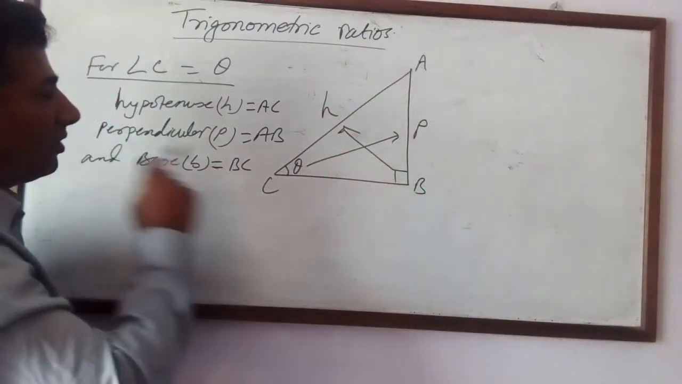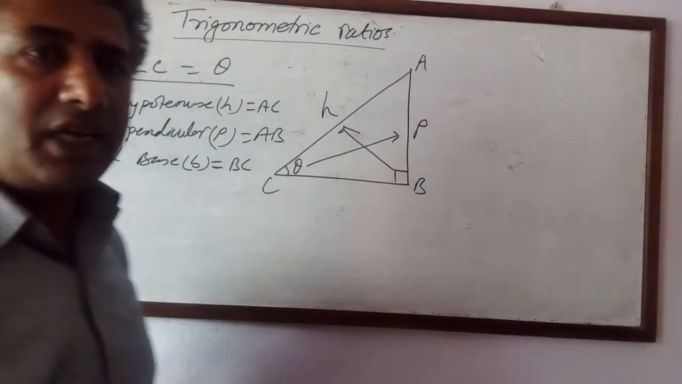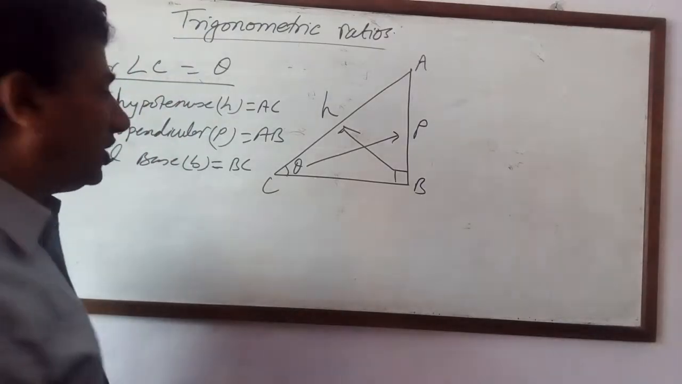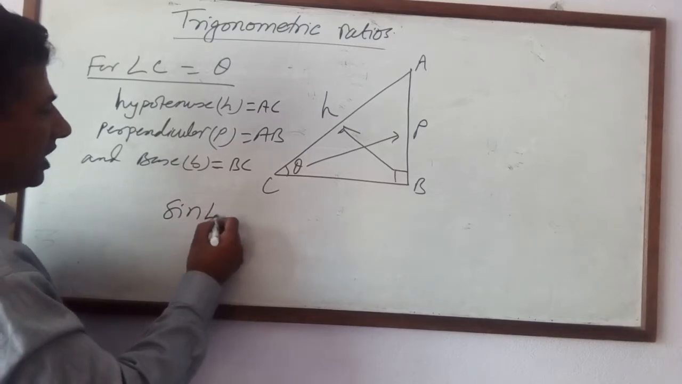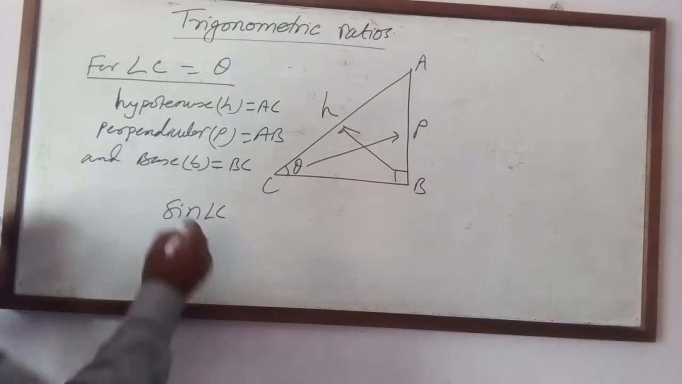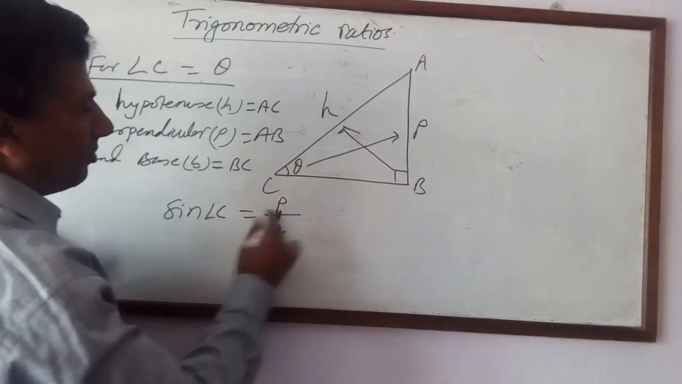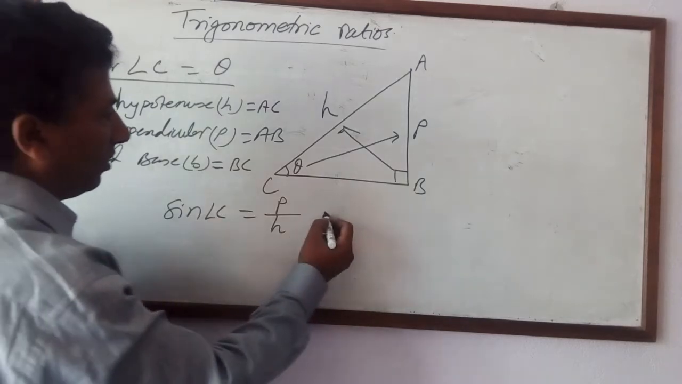Now with respect to this angle C, we have to write the trigonometric ratio. Now sine of angle C. What is the ratio of sine? Sine means P by H, perpendicular by hypotenuse. Now sine C, what is the measure of this angle C? Or we can write it like this.